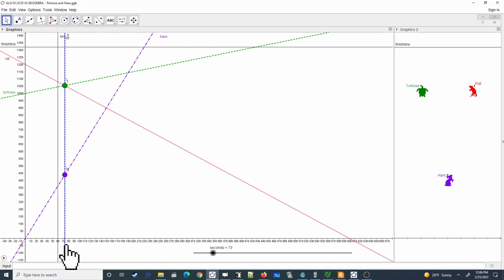Kind of looks like it's about 73 seconds. But was it actually 73 seconds? Was it 72 seconds? Was it somewhere in between? I don't know that for sure. I have an idea where it occurs, and I'll show you a way to use this technology to get you the correct answer.